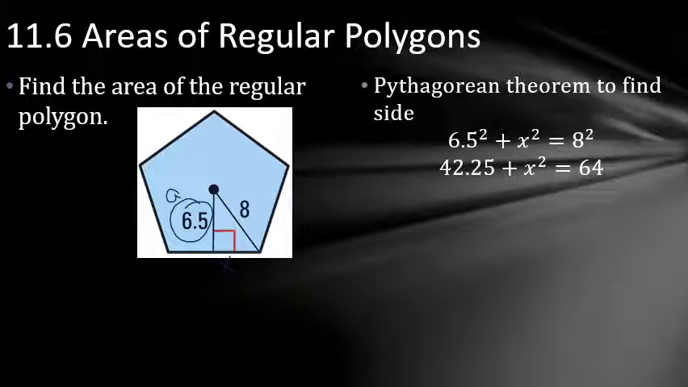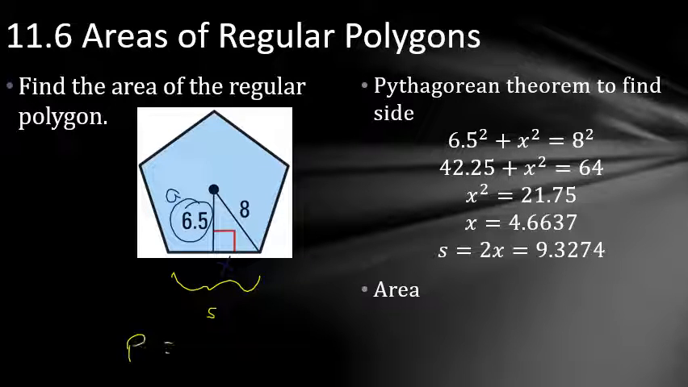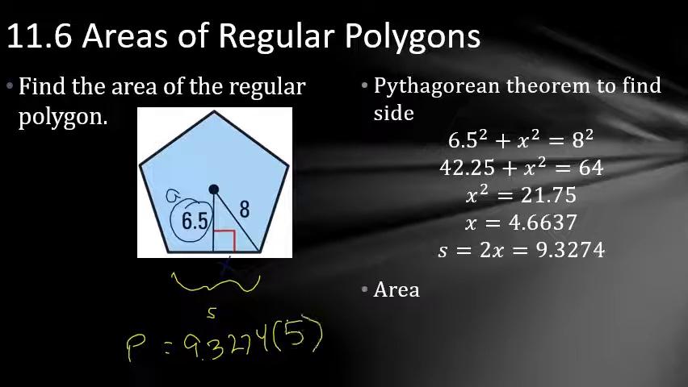Do the squarings. Subtract the 42.25 and take a square root. So the length of half the side is approximately 4.6637. The whole side is 2 of those, so I'm going to multiply it by 2 to get the length of a side. And then the perimeter is going to be the length of a side times the number of sides. There are 5 sides. So that'll be my perimeter.